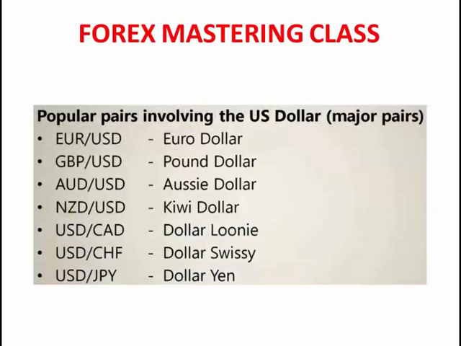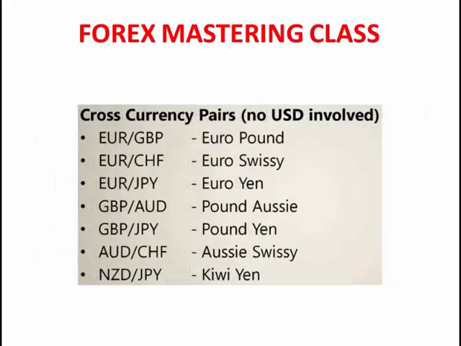Popular pairs involving the US dollar. These are the popular pairs involving the US dollar: we have EUR/USD, GBP/USD, AUD/USD, NZD/USD, USD/CAD, then USD/CHF, then USD/JPY. These are the ones that have to do with the US, which people always trade, and there are also ones that don't have anything to do with the US at all, and people really always trade them.